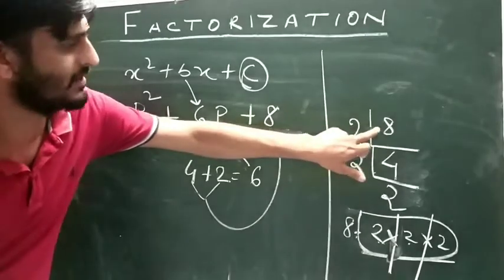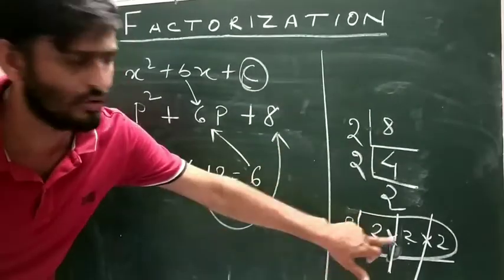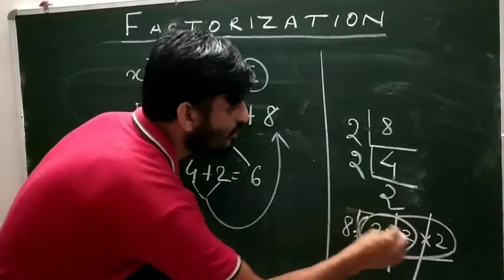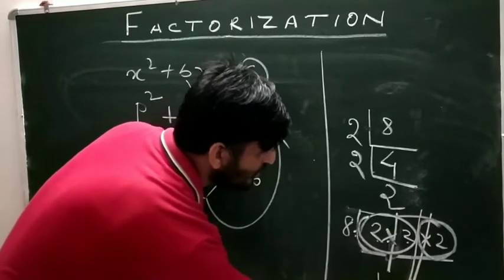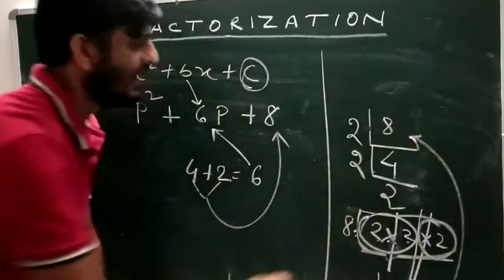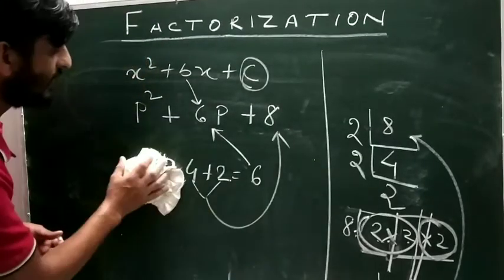Factorization of 8. 2 2s are 4, 4 2s are 8. That means it is 2 into 2 into 2. So 4 means this part and 2 means this part. So 2 products, 2 into 2, 4 and 2. Result is 8. We are getting 8. And the sum of two numbers is 6. That means we are getting 6. So we can write down in this way.